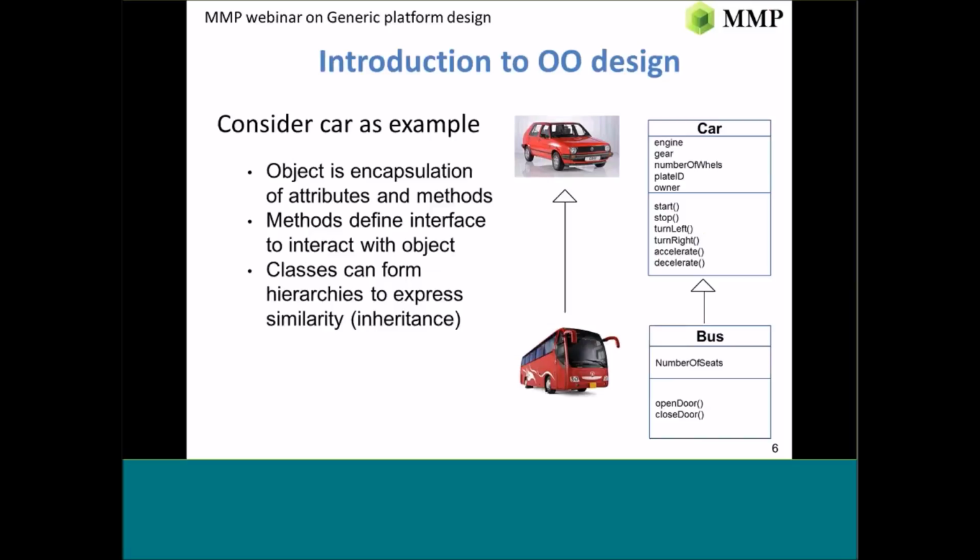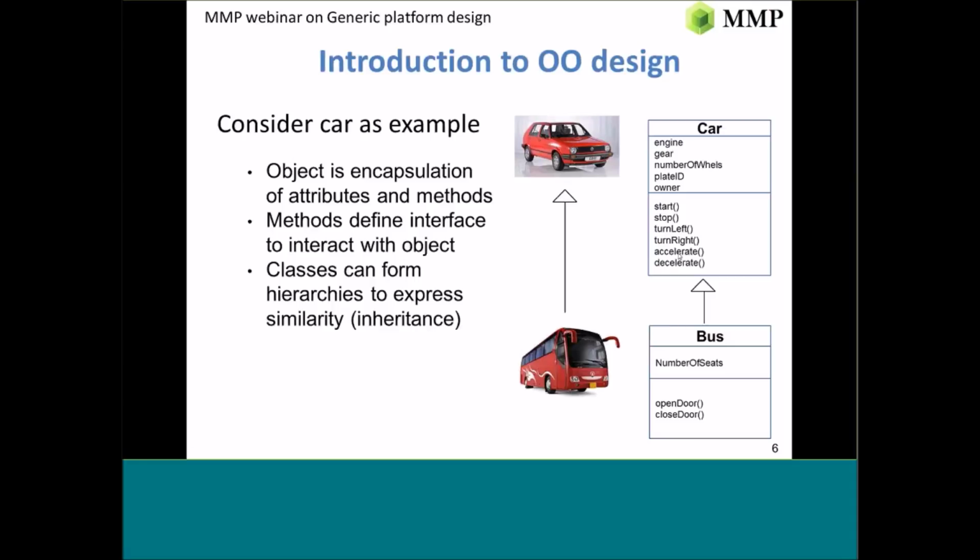So in this slide, the relation between the real-world object and its object-oriented representation is shown. Here, the object is represented graphically as a rectangle with attribute and method sections. So in this case, the car is characterized by attributes like the engine, gear, number of wheels, plate ID, and its owner. Its methods allow to start and stop the engine, turn left and right, and perform acceleration and deceleration.